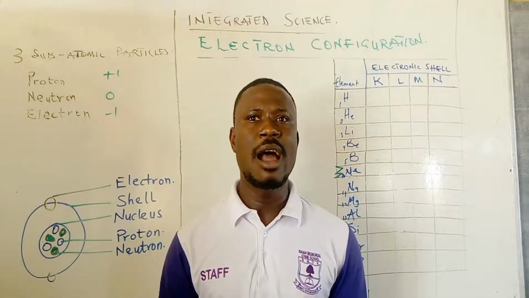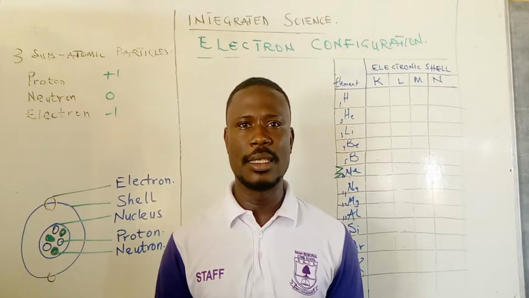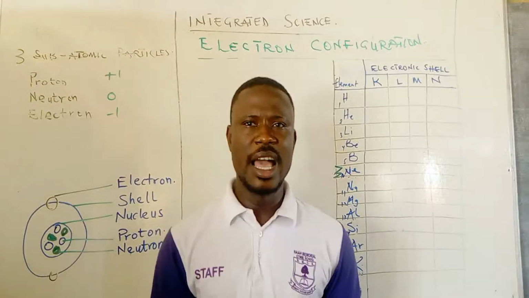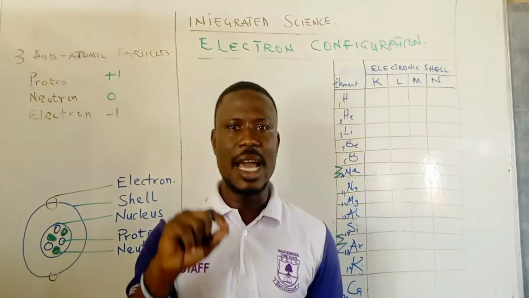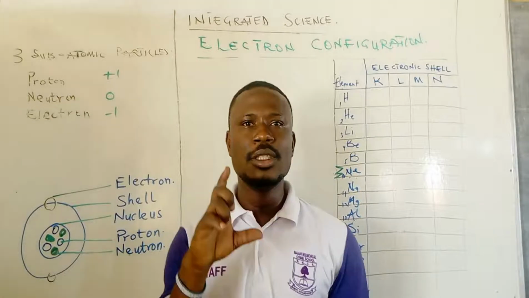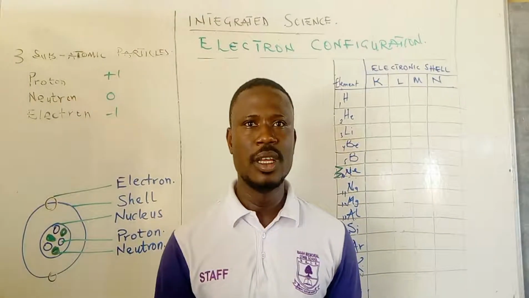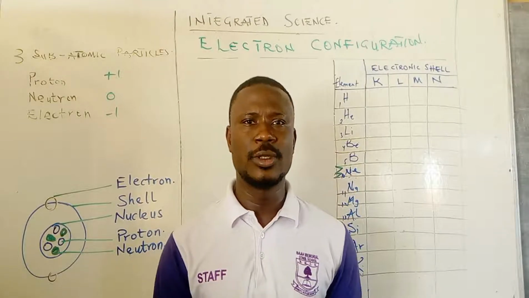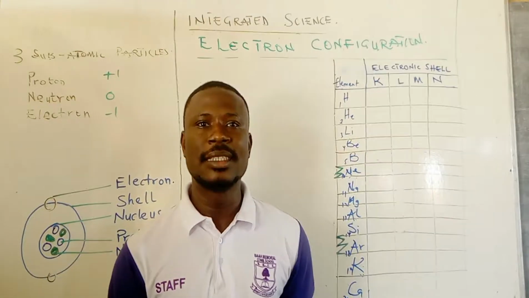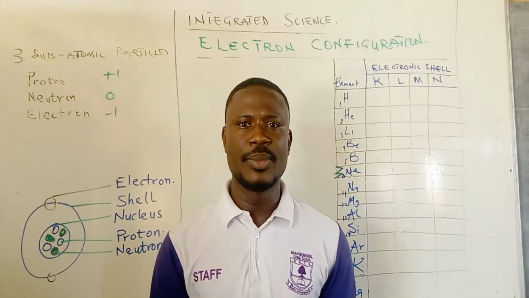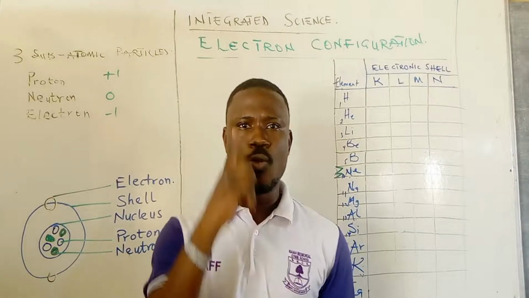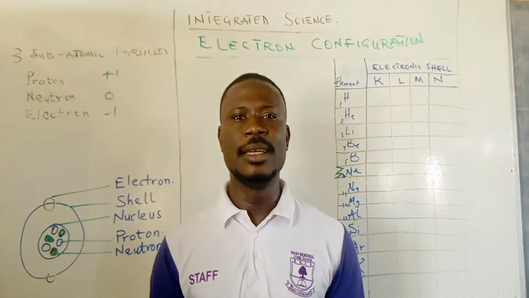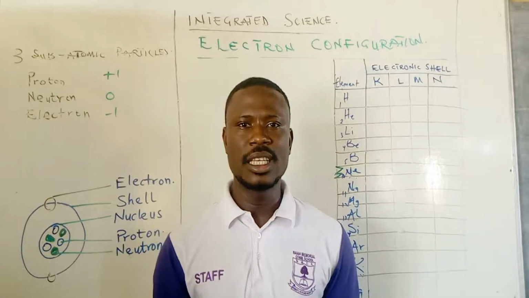From our previous lecture, we came to understand that we have a special table that contains the elements. On the table, we looked at the first 20 elements, that is from hydrogen to calcium. The atomic number of the element determines the number of electrons it possesses. Saying so, hydrogen is the first element on the periodic table, hence has electron number 1 or a single electron. Calcium is the 20th element, and that means it possesses 20 electrons.